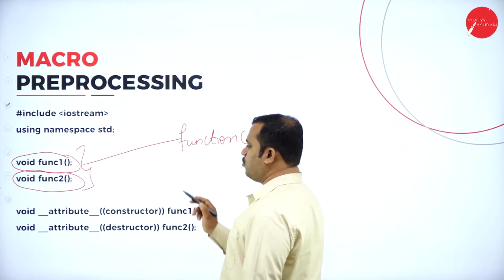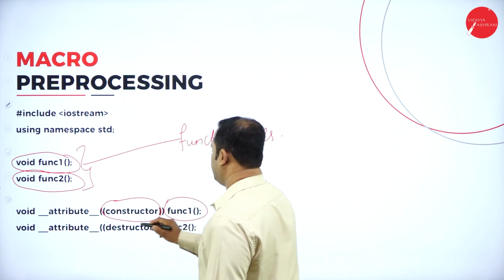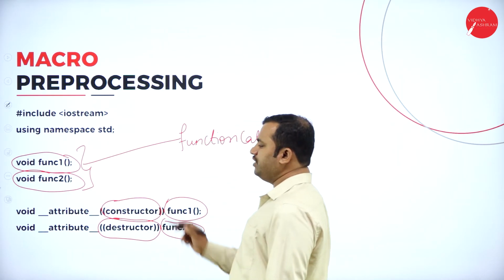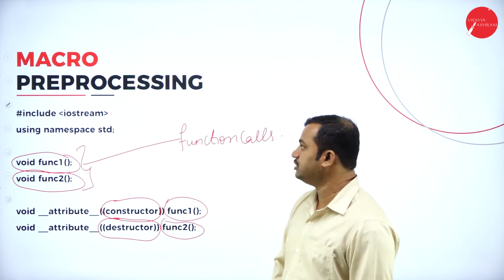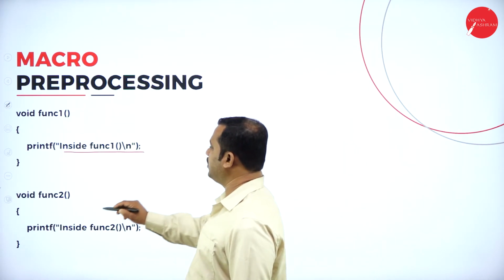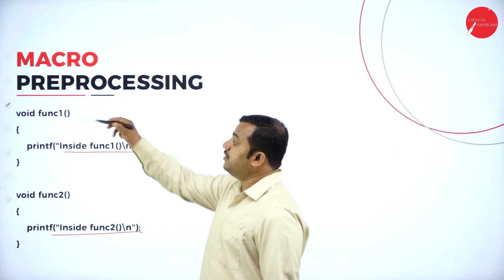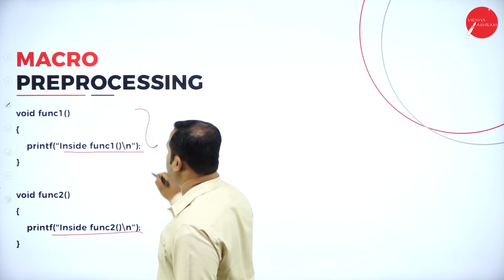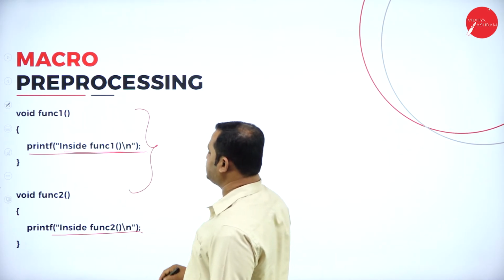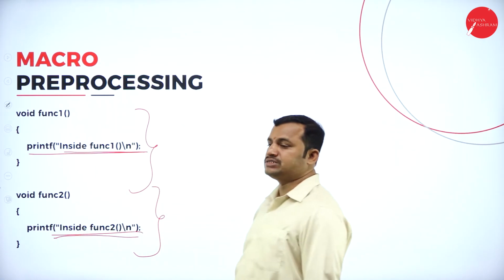Now I have one of the attributes with constructor and function 1, and another one for destructor and function 2. We have these attributes here. Let me take you into the details of that. Now we are inside function 1 and inside function 2. That is the statement going to be executed when this particular function definition is invoked. When this definition function 1 is invoked, this statement is executed. When this function definition is invoked, this statement is executed.